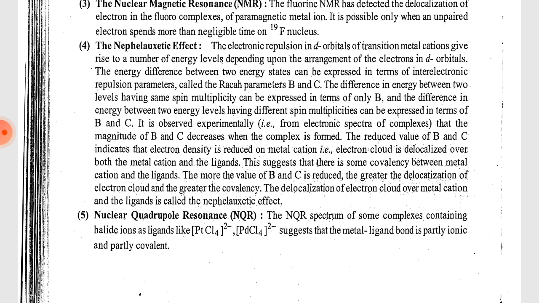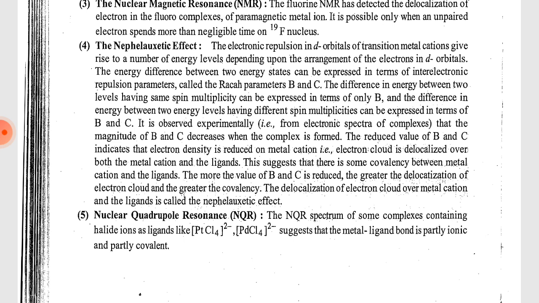The reduced value of B and C indicates the electron density is reduced on the metal cation. That is, the electron cloud is delocalized over both the metal cation and the ligand. This suggests that there is some covalency between metal cation and the ligand. The more the value of B and C is reduced, the greater the delocalization of electron cloud and the greater the covalency. The delocalization of electron cloud over metal cation and the ligand is called the nephelauxetic effect.